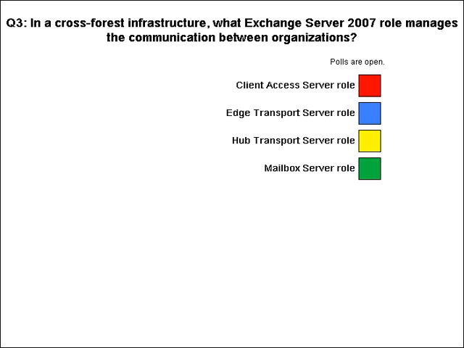And then the third question here, if you look at a cross-forest infrastructure, by default when you set that up, the main communication channel between these two forests will be which server role.